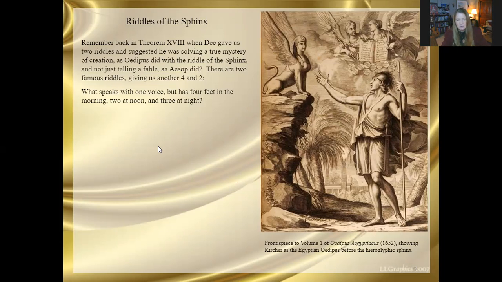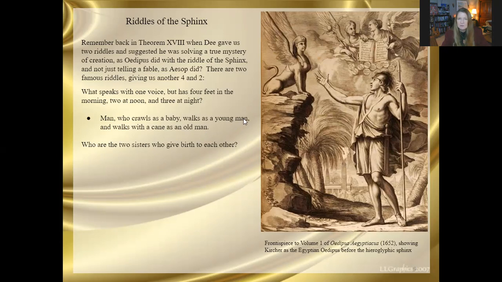So the first one: what speaks with one voice but has 4 feet in the morning, 2 at noon, and 3 at night? That's man, who crawls as a baby, walks as a young man, and walks with a cane as an old man. Notice there's 4 there. What are the 2 sisters who give birth to each other? Those sisters are day and night. Those words are feminine words in Greek. So those are the 2 solutions to those riddles of the Sphinx.